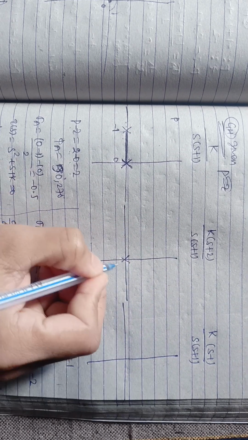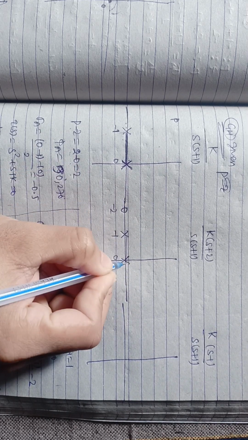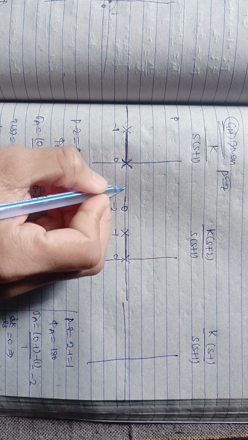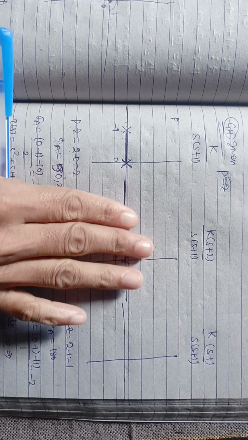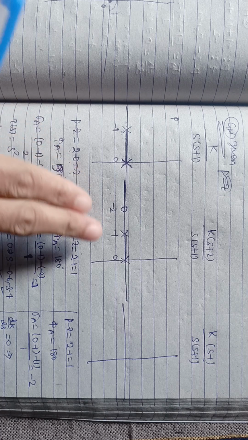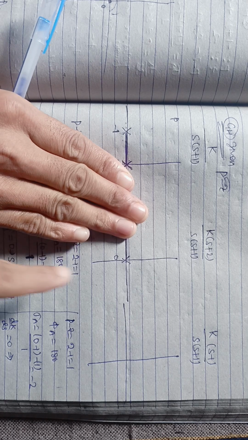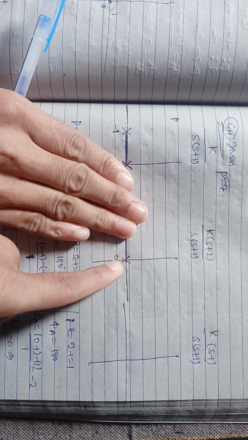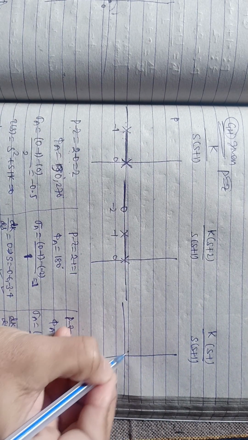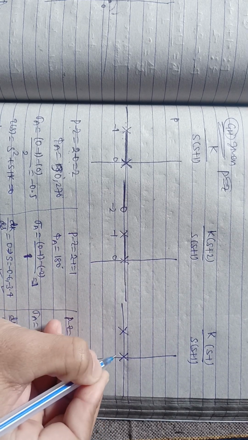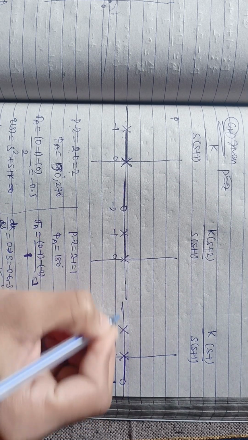Here the poles are at 0 and minus 1, and here a pole is at minus 2. So here the root locus exists, and here also the root locus exists. Here the root locus also exists. Why? The total number of poles and zeros is 3. Just ignore that. The root locus exists here because on the right side one root is present. Here there is a pole, here also a pole, and here 1 zero is there. So here the root locus exists and here the root locus exists.